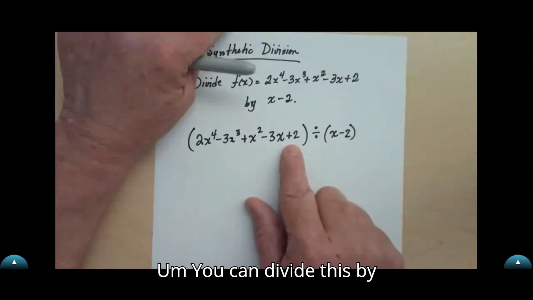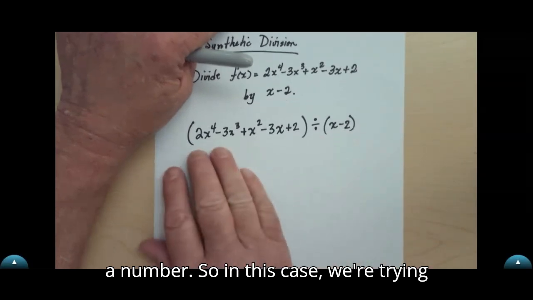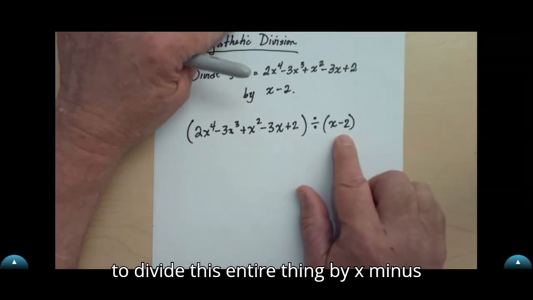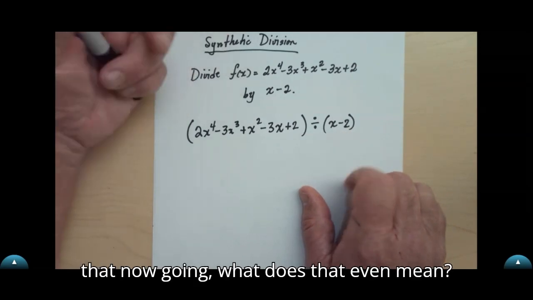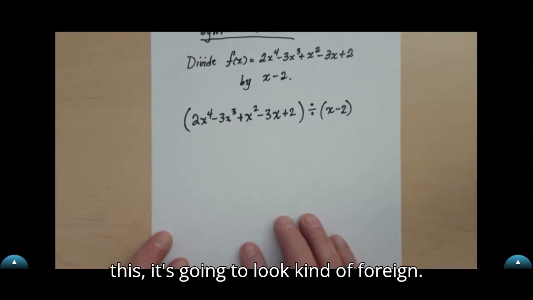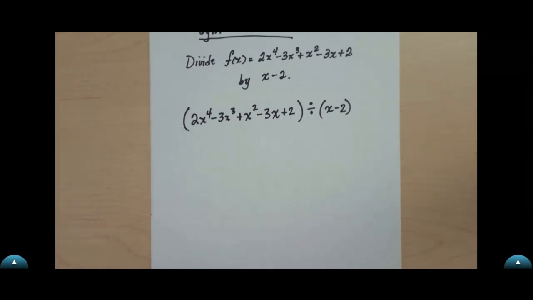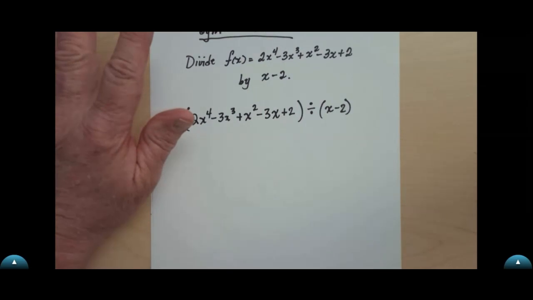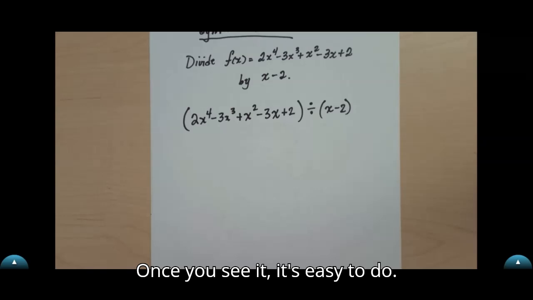You can divide this by anything that looks like x plus or minus a number. So in this case, we're trying to divide this entire thing by x minus 2. And y'all might be thinking about that now going, what does that even mean? I get it. If you've never done this, it's going to look kind of foreign. But I want you to watch me. There's a pattern to doing this. And the pattern is, it's elementary school simple. But you got to see what the pattern is. Once you see it, it's easy to do.